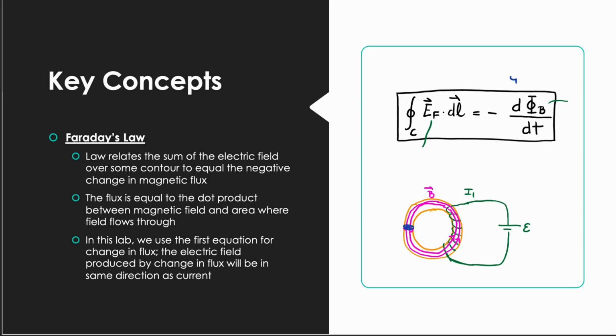Key concepts: one is Faraday's law, which states the sum of the electric field over some contour equals the negative change in magnetic flux. The flux is equal to the dot product between the magnetic field and the area the field flows through. In this lab, we use the first equation for the change in flux. The electric field produced by a change in flux will be in the same direction as the current.